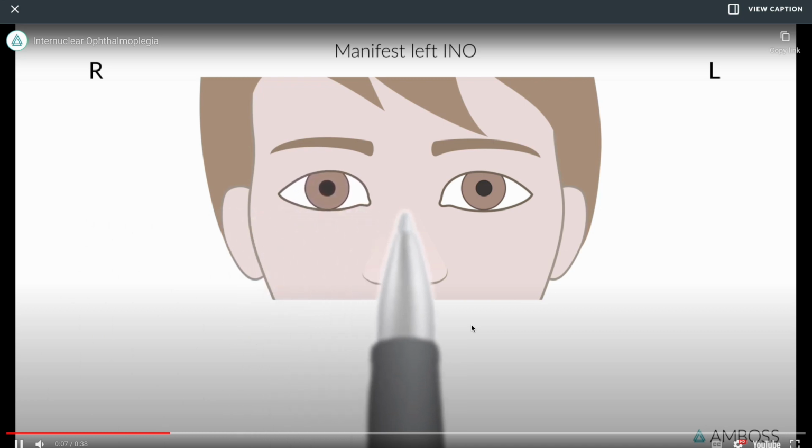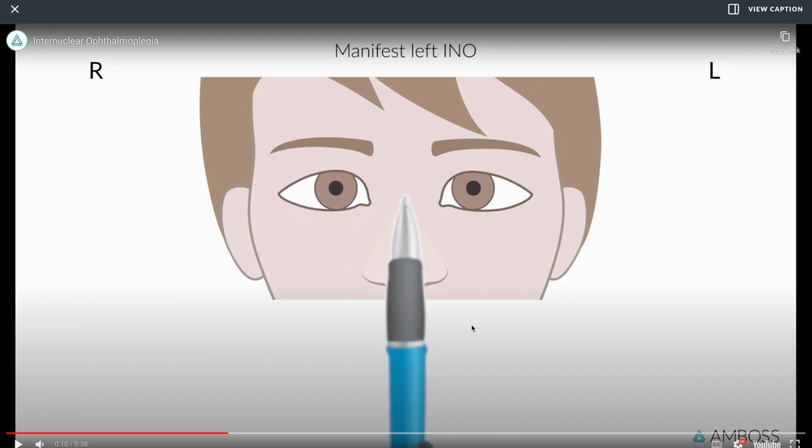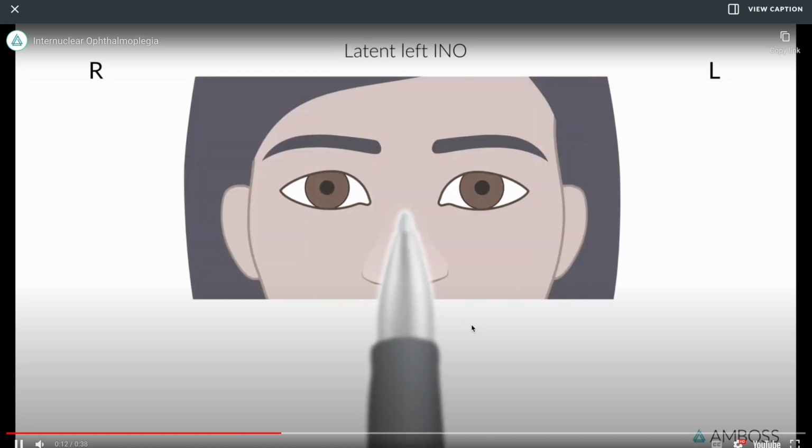Now, because we have an intact near reflex, guys, there is no problem with the nuclei of the cranial nerves themselves. There is no problem with the fibers of the accommodation reflex. So both eyes can move with the near reflex as usual.